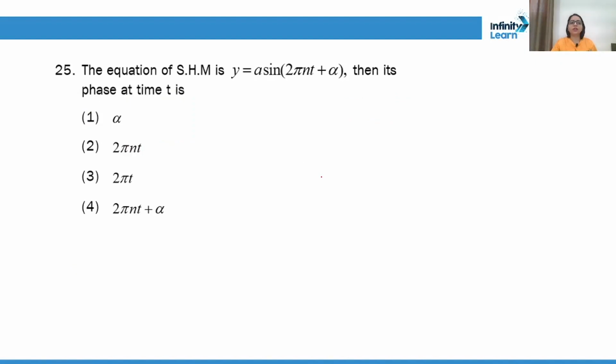Question number 25. The SHM equation is y is equal to a sin(2 pi nt plus alpha). Then its phase at time t is? So this is the complete phase, which is 2 pi nt plus alpha. So the correct answer is option 4.